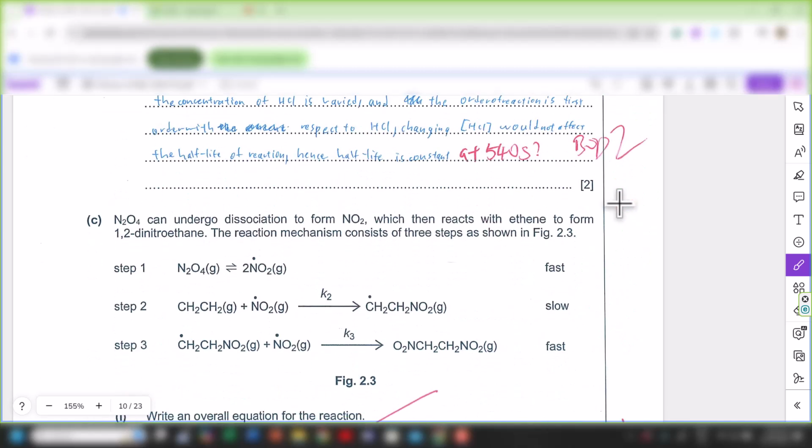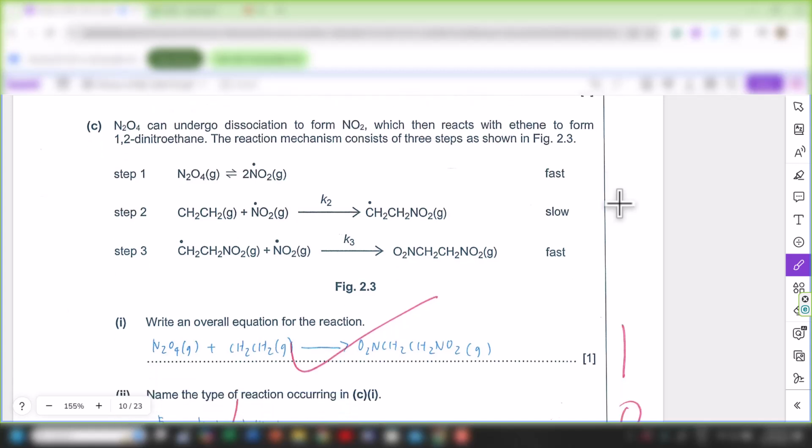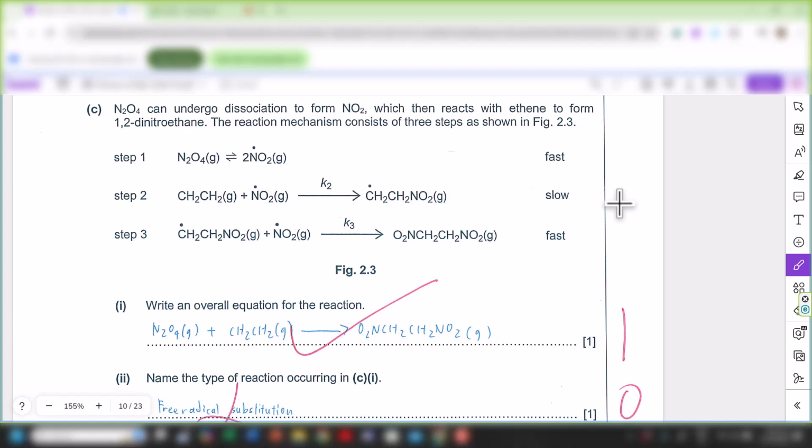Okay, so I think that should be fine. Okay, for part C, you work on it based on what you know. So write an overall equation. You just add all the equations up. Then you notice that anything on the right will cancel anything on the left. So these two will be cancelled, and this will be cancelled. Essentially it is that.